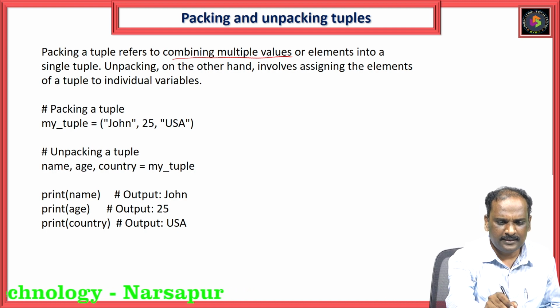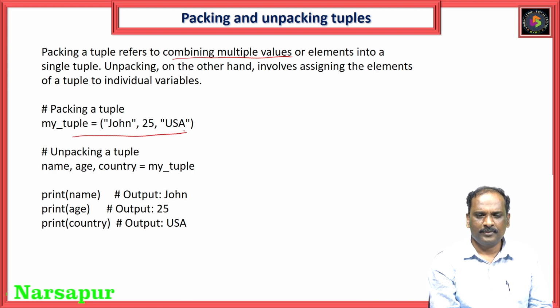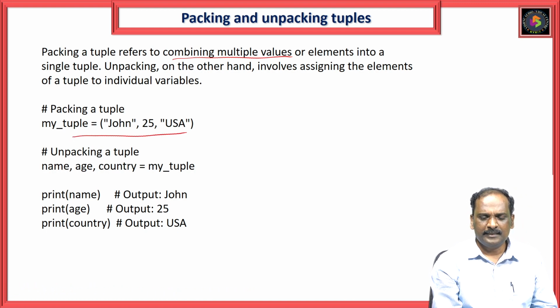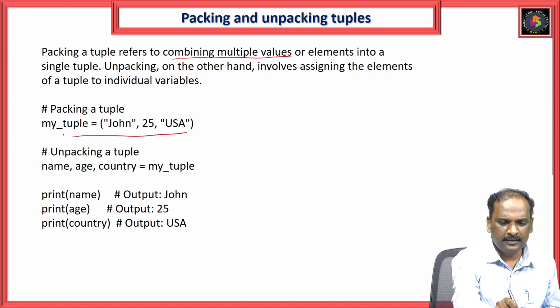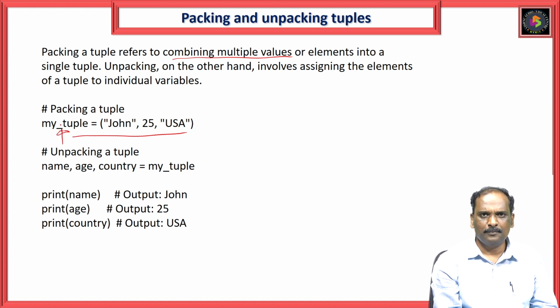Here in this example, the tuple consists of three elements: John, 25 and USA. These three elements are combined together and stored in a single variable. The variable name here is my tuple. So this is called packing. Packing means combining the set of elements of a tuple into a single variable.